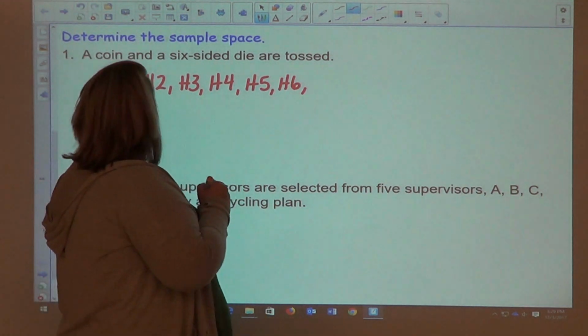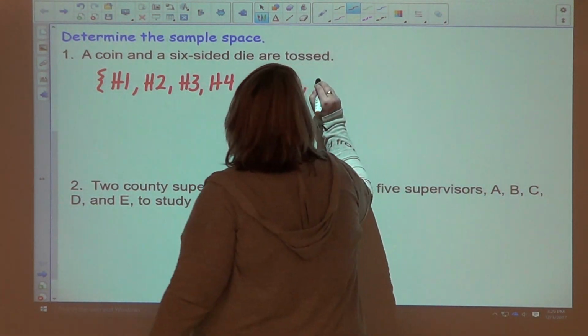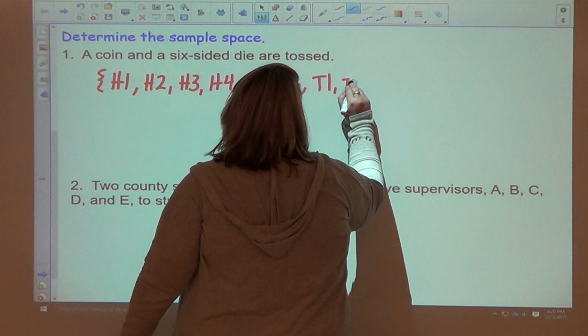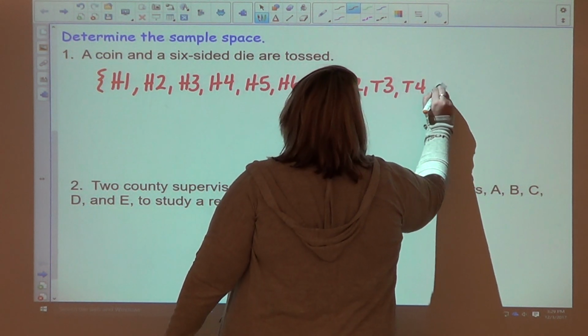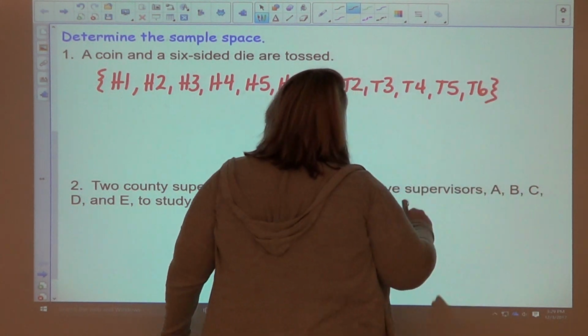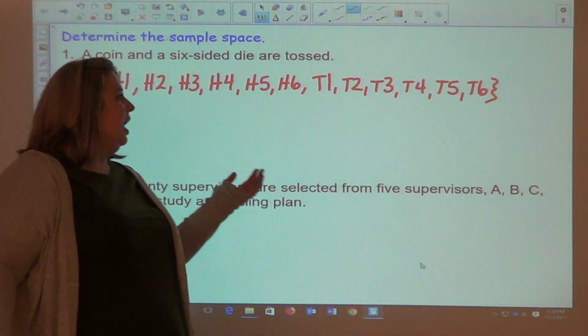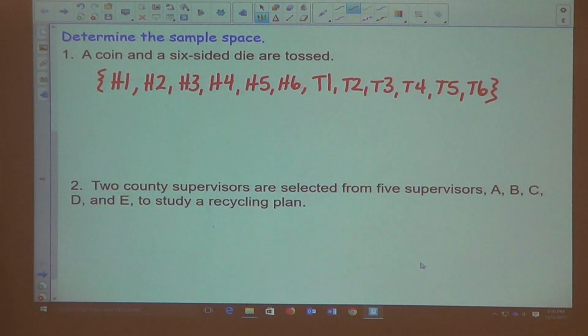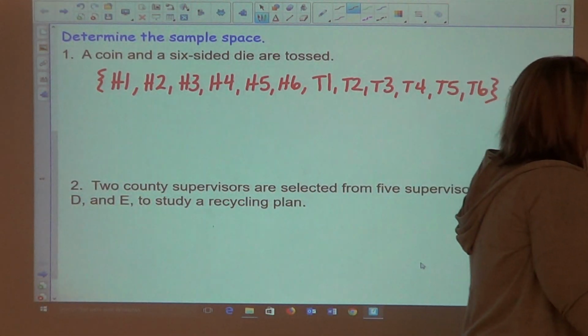Okay, or I could get, because my other possibility on a coin is to get tails, so I could get tails and a 1, tails and a 2, tails and a 3, tails and a 4, tails and a 5, and tails and a 6. Okay, sample space, that's just writing them all out. It's not actually finding the probability of anything, we're just writing out what are all the possibilities that could happen.